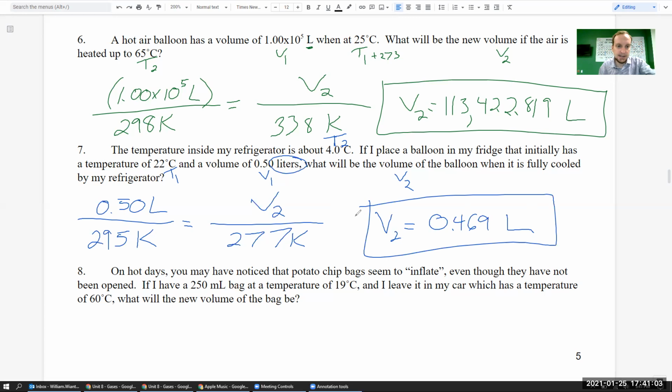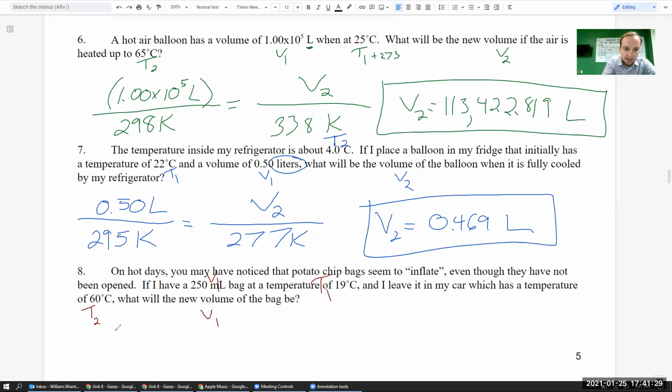Okay, number 8. It says, on hot days, you may have noticed that the potato chip bags seem to inflate even though they have not been opened. If I have a 250 milliliter bag at a temperature of 19 degrees Celsius, that's my V1. This is my T1. And I'm going to leave that in the car, which has a temperature of 60 degrees. What is the new volume?